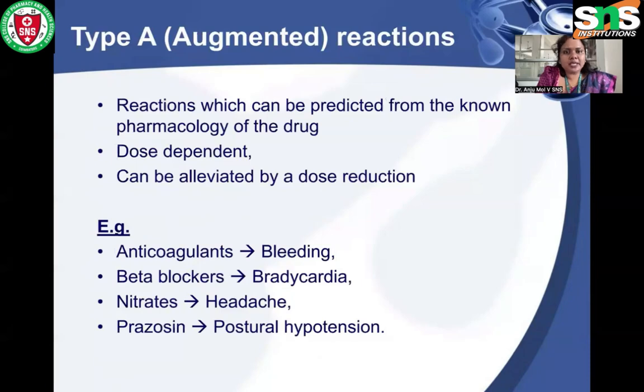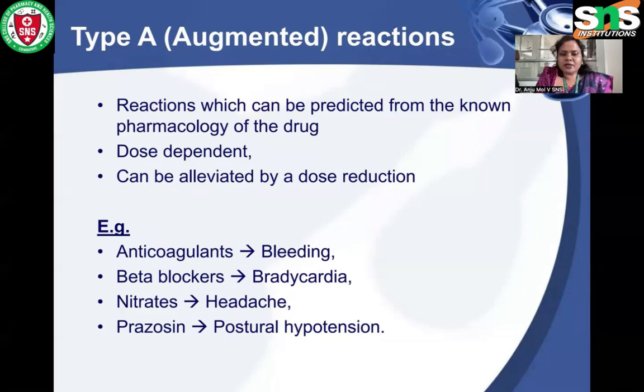Let's see what is type A, that is augmented reactions. These are reactions which can be predicted from the pharmacology of a drug. The reaction can be predicted from the pharmacology, and it will be absolutely dose dependent and it can be alleviated by dose reduction. What does it mean? It can be reduced. The symptoms can be reduced when we reduce the dose as well.